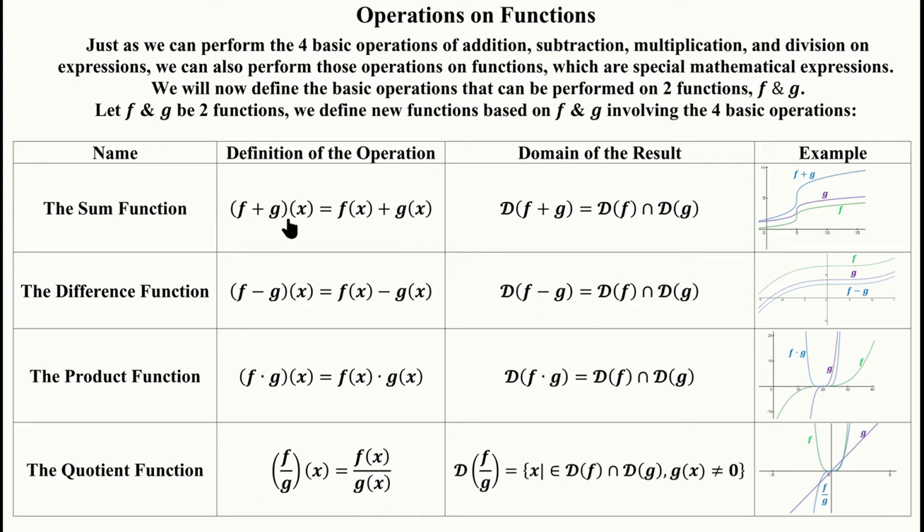So basically, the definition of f plus g of x is just going to be whatever f gives us at that point, let's say x is here, plus whatever g gives us at that point. So the output of f plus the output of g. For f minus g of x, it's going to be the output of f of x minus the output of g at x. For the product function, same way, and also for the quotient function.